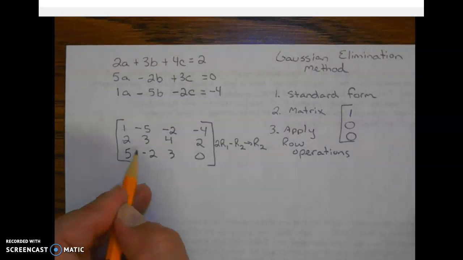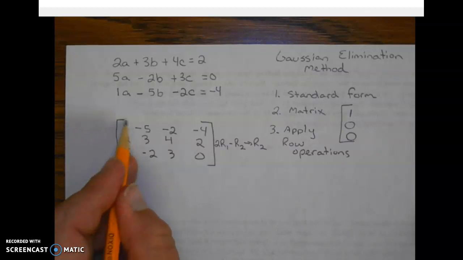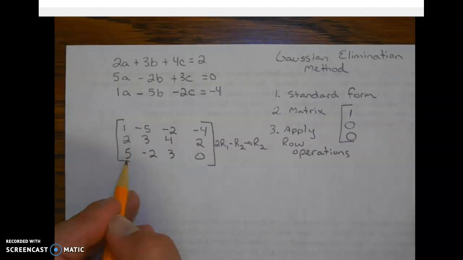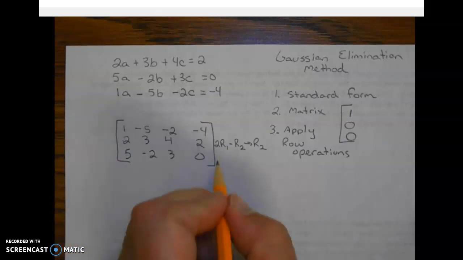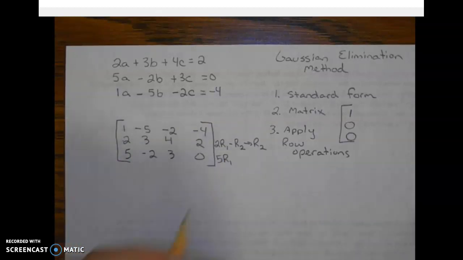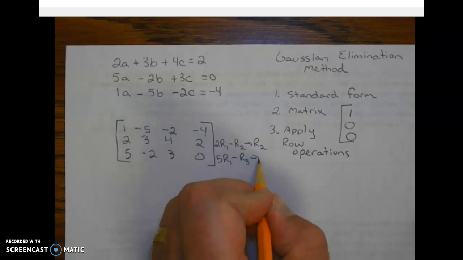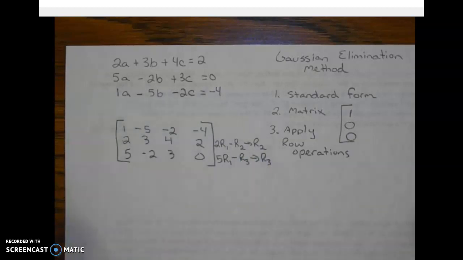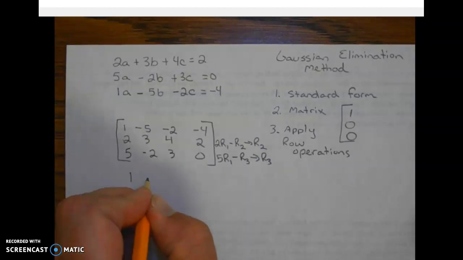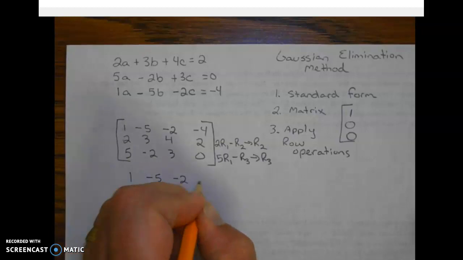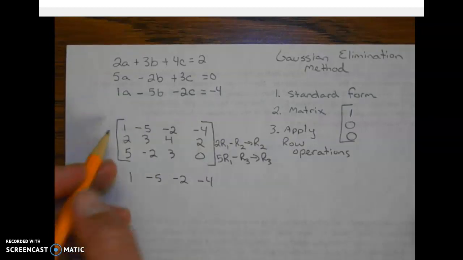And to get a 0 in this row, same process, we're going to multiply the row with the 1 in it by this number right here, and then subtract row 3 to get a new row 3. So the next thing we want to do is do the math. So the first row is going to stay the same. And let's do the math.